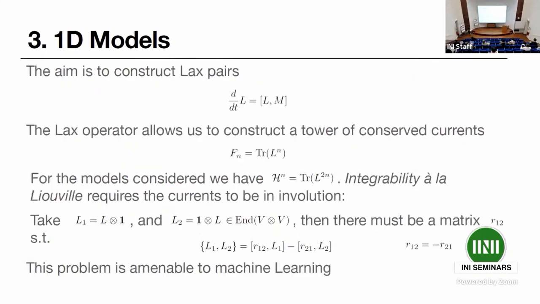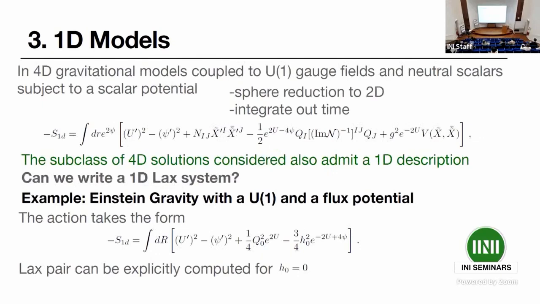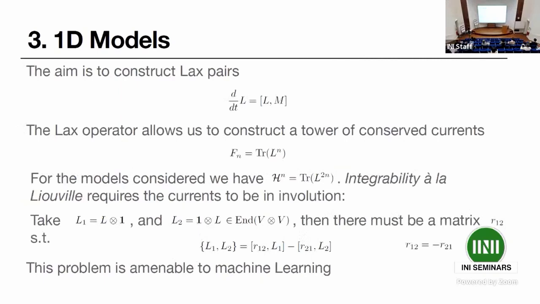So the aim is to construct Lax pairs, but the Lax pairs here we're going to see basically as matrices that depend on the phase space entries, so to say. So basically, if we look back at our action, we want the Lax pair to depend on U prime, psi prime, U, and psi. And if we can construct a Lax pair, then it allows us to construct the tower of conserved currents as traces of powers of the operator or the matrix L.